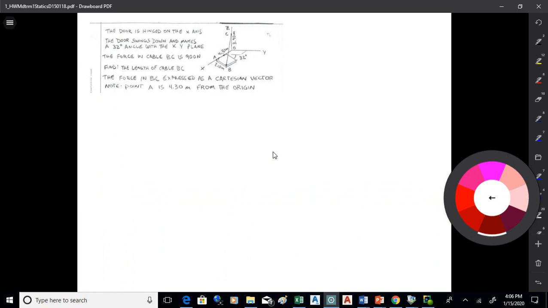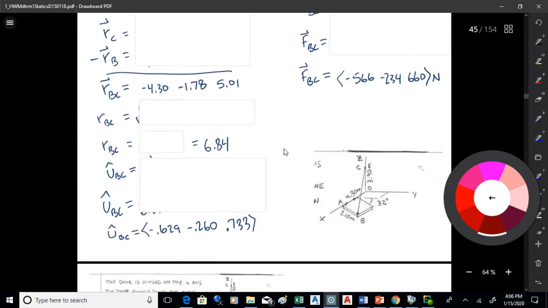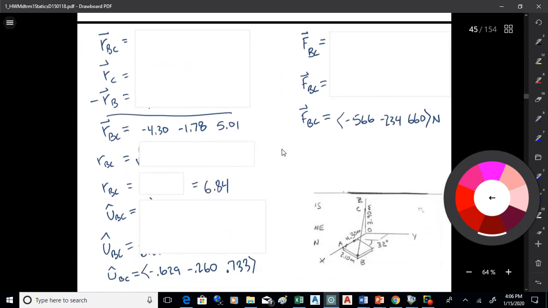When you find the force vector RBC, for the last one we were working on with the door? Yeah. So we found that vector right there. And it says that it's given a force of 900? 900 newtons. Yeah. So would we multiply that vector by 900 newtons, then take the magnitude of that to find the force? It says the force in cable BC is 900 newtons. Correct. Find the length of cable BC and the force in cable BC as expressed as a Cartesian vector. Right. So do we want to find the Cartesian coordinates and then just multiply them times the force?